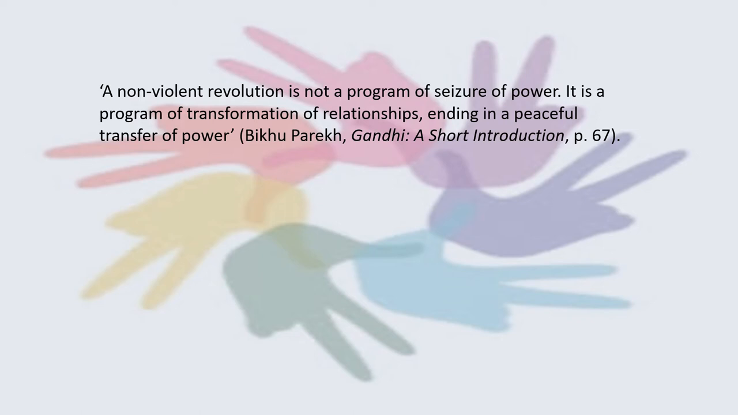Gandhi is very clear that a non-violent program, he says, is not a program of seizure of power. It is a program of transformation of relationships, ending in a peaceful transfer of power. So you can see the step-by-step idea at work here as well: a seizure of power is not a single thing. It's a program of transformation, and what you're transforming are relationships, so that by the time you get to power, all the work has already been done, because those social relationships have already been changed. You've already done the work of preparing for that change by working on those relationships. And that's the way to prepare for a peaceful transfer of power.